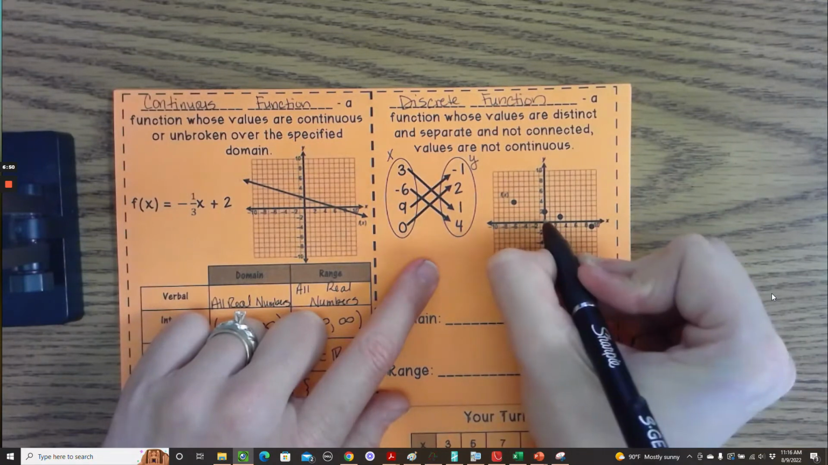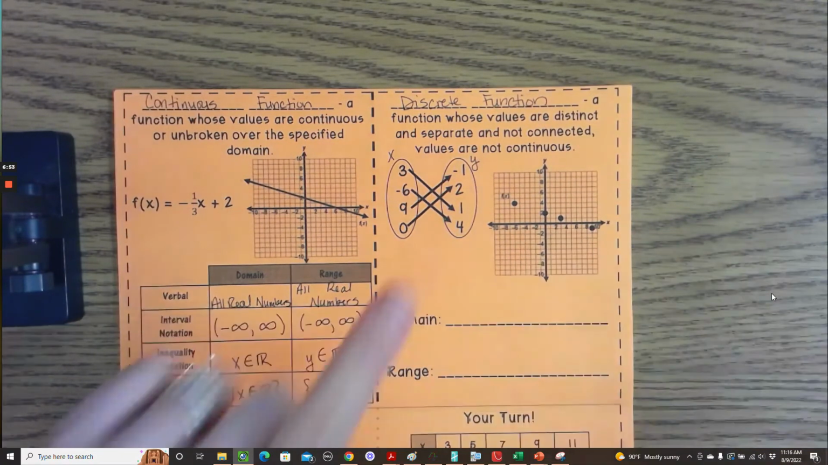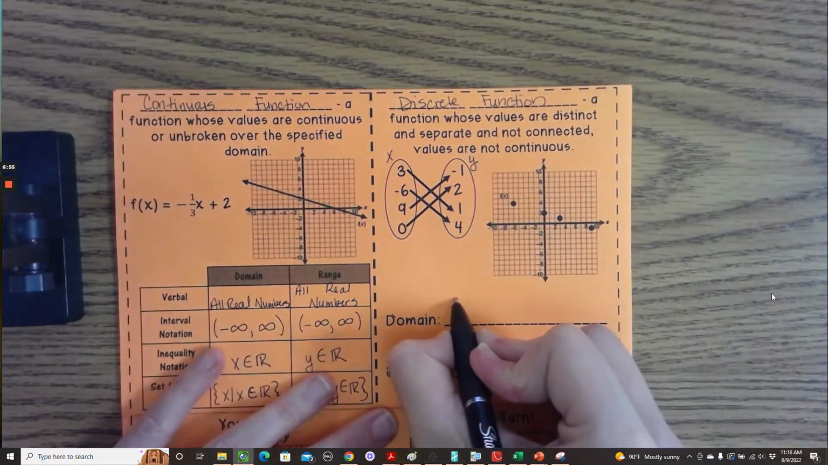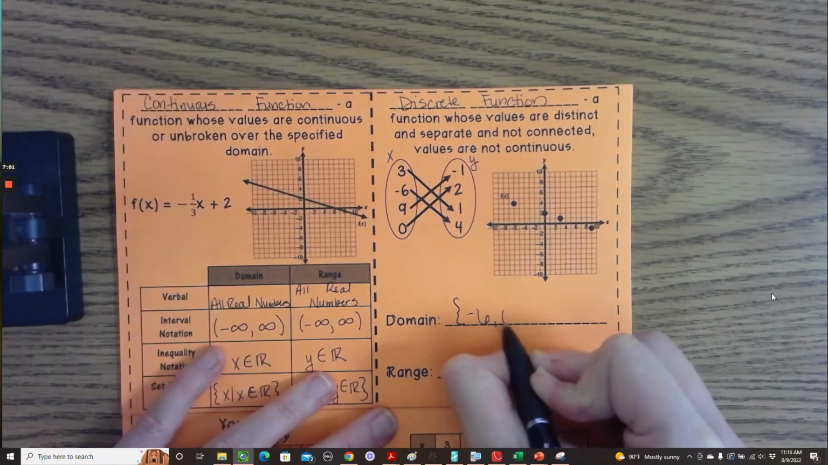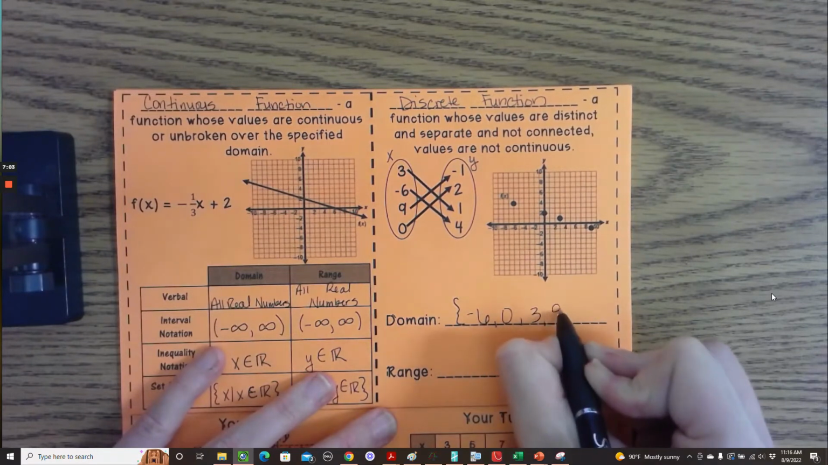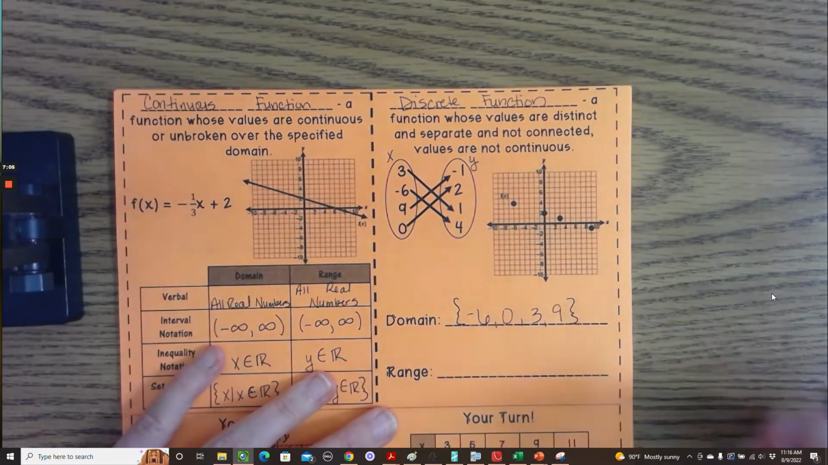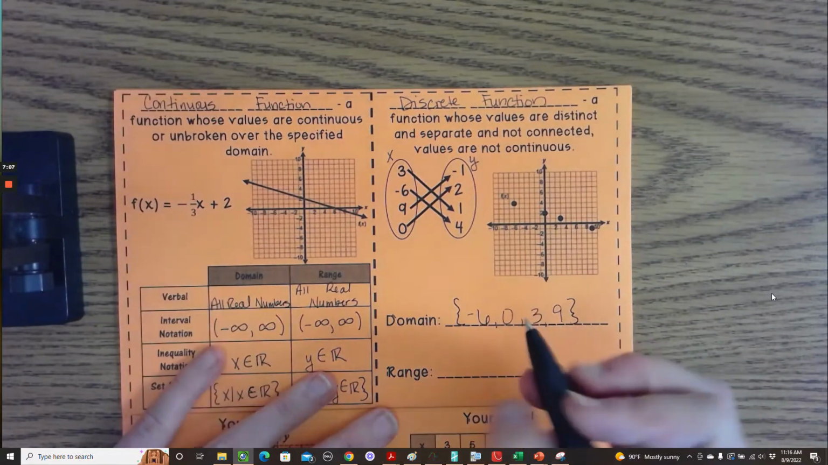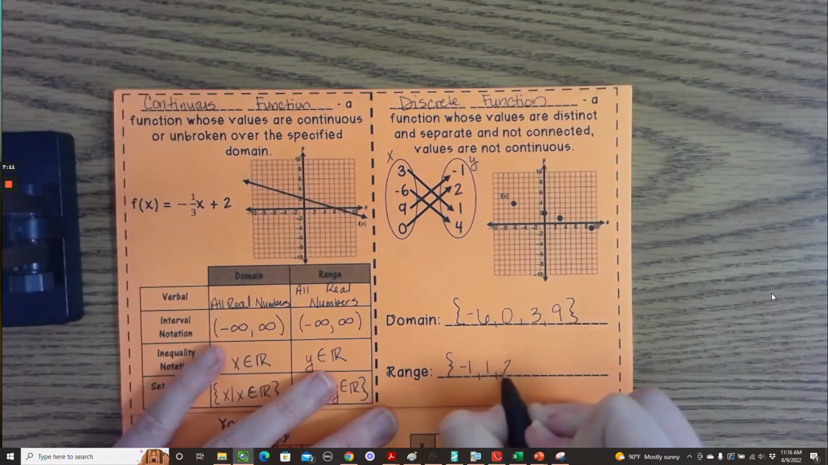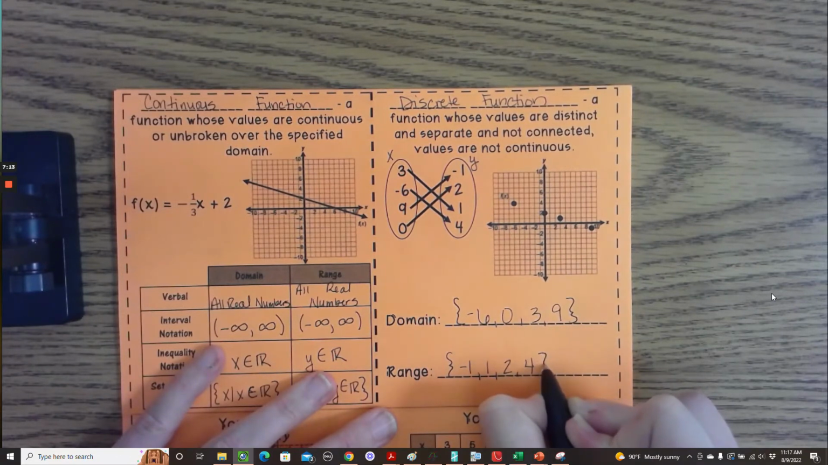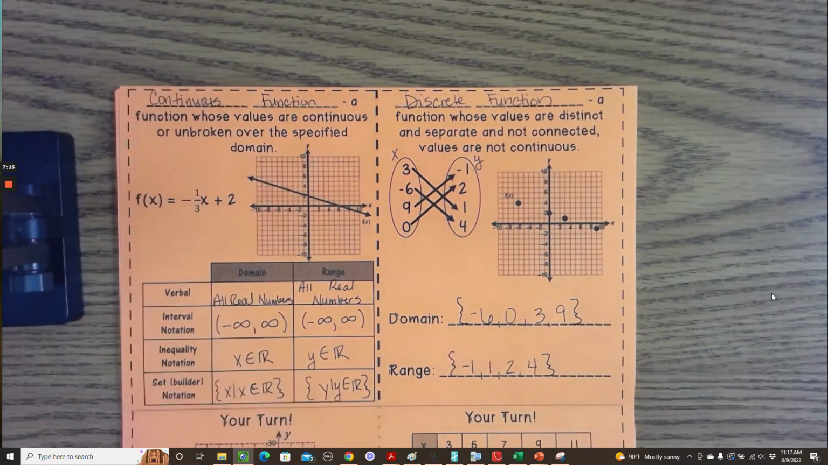Again, we could look at the graph and pull the x values off of that. But how I'm going to write this domain? I'm going to start with the smallest value of x, which is a -6, and work up from there. So I'm going to write them in numerical order. Same for the range. I'm going to start at the smallest value and write them in numerical order. And so this is a type of set notation that we can use for these discrete functions.